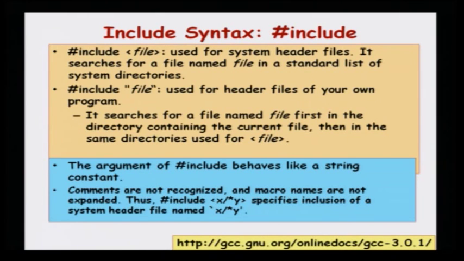Okay. So here is something that we have mentioned in the previous video, the difference between angular brackets and double quotes. The angular bracket is usually used for system header files, and it searches for the file named, let us say, stdio.h in a standard list of system directories. If you use double quotes, on the other hand, like "list.h", it searches for list.h first in the current directory. If it is not found in the current directory, then it goes again into the standard list of directories.